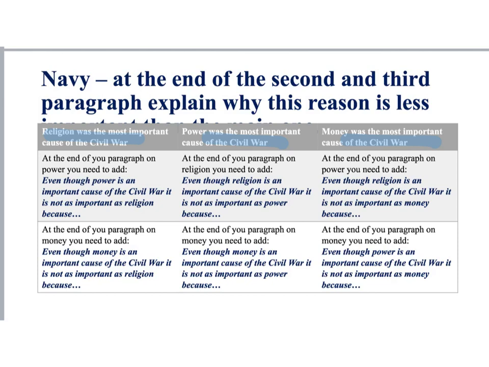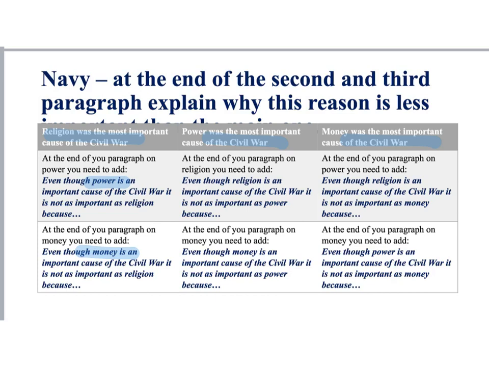So you've written a paragraph on religion, right? And then you've written one on power, okay? Now, what you need to do is to say at the end of that paragraph why power is not as important as religion. So you'd say something like, even though power is an important cause of the Civil War, it's not as important as religion because. So at the end of your power paragraph, you want to be putting that in. Then at the end of your money paragraph, you want to be putting this in. Even though money is an important cause of the Civil War, it's not as important as religion because.